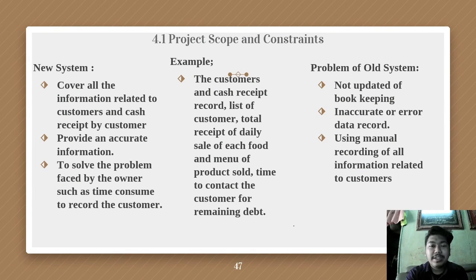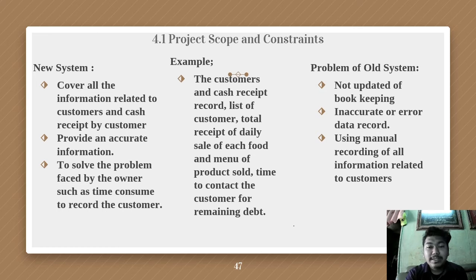For 4.1, project scope and constraints, with the new system development we will cover all the information related to the customers and sales received by the customer, and after that we provide accurate information. And number 3, to solve the problems faced by the owner, such as the time consumed to record the customer order. For example, the new system to be developed is a customer and cash receipt record, a list of customers, total receipt of the daily sales of each food and menu of the product sold, and the time consumed to contact the customer about remaining debt.